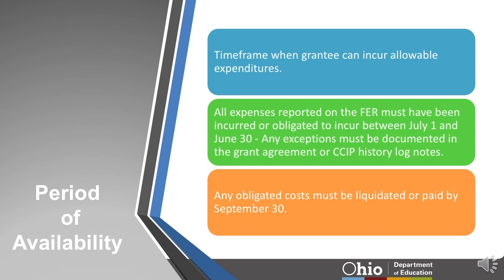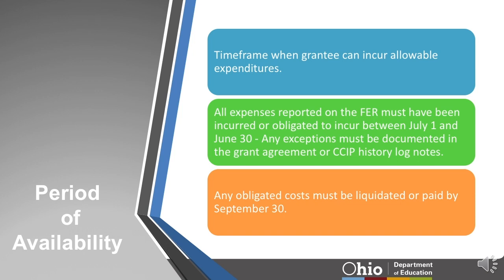Please keep in mind that unless you have received permission from the program office that administers the grant, all expenses reported on the FER must have been incurred or obligated to be incurred between July 1 and June 30th. Any exception must be documented in the grant agreement or CCIP history log note and approved by the program office. Any obligated cost must be liquidated or paid by September 30th.